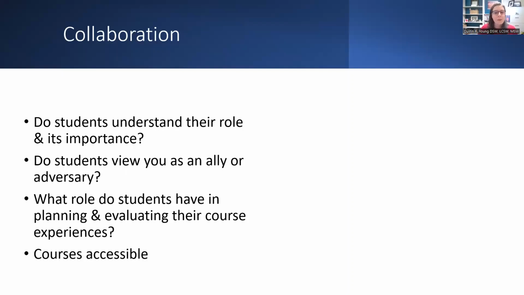The last one I'm going to spend much time on, and then we're racing through the rest, is collaboration. Do students understand their role? How important are they to your class? And how do you convey that to them? How do you convey this? I'm going to ask you to think this through and add it in the chat of how do you convey a student's role and importance in your class? That they're not just another person paying tuition that hopefully will go toward paying your paycheck, that they're there for a purpose. Do they view you as an ally or an adversary?